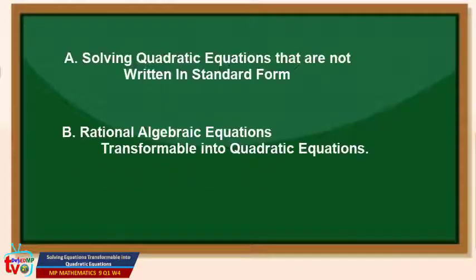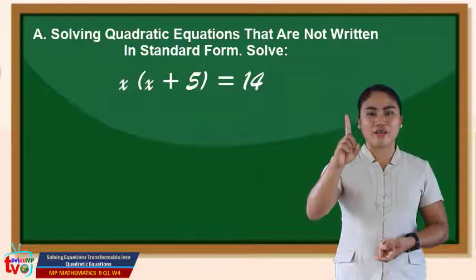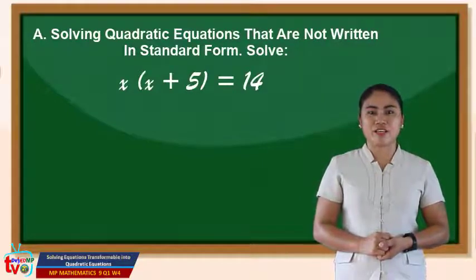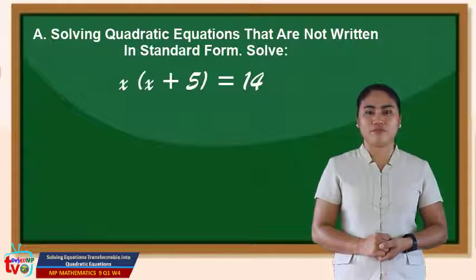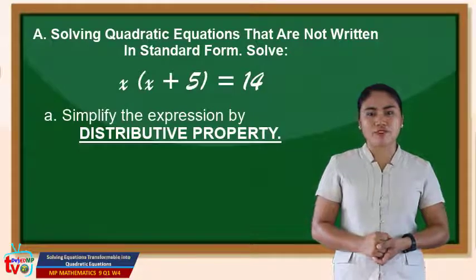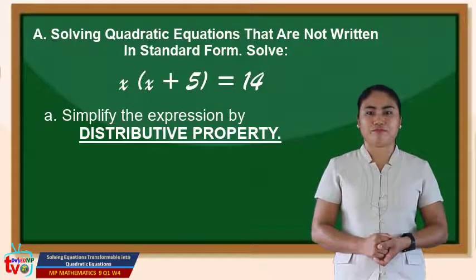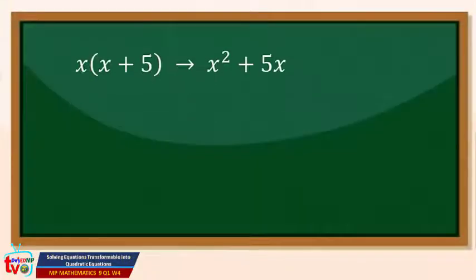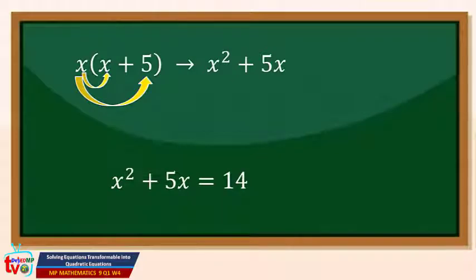Here are examples of how to solve quadratic equations that are not written in standard form and rational algebraic equations transformable into quadratic equations. Number 1 example, solve x times (x plus 5) equals 14. To write the quadratic equation in standard form, the first step is to simplify the expression x times (x plus 5) by the distributive property. So x times x and x times 5 is x squared plus 5x equals 14.